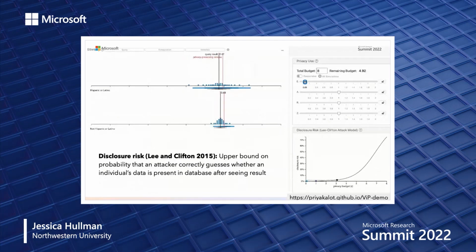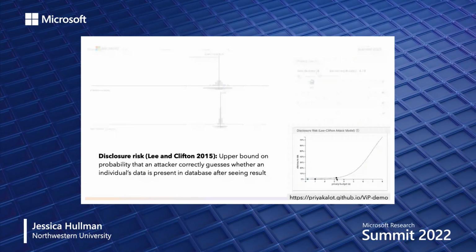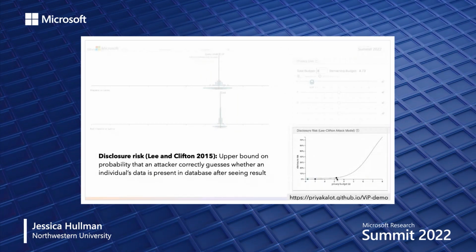So we used an attack model proposed by Lee and Clifton here to define disclosure risk as the upper bound on the probability that an attacker correctly guesses whether a certain individual's data is present after seeing the query result. Hovering over points on the line here, which represent total disclosure risk and disclosure risk under different queries, can help the user reason about how much more informative different query results are about individuals.